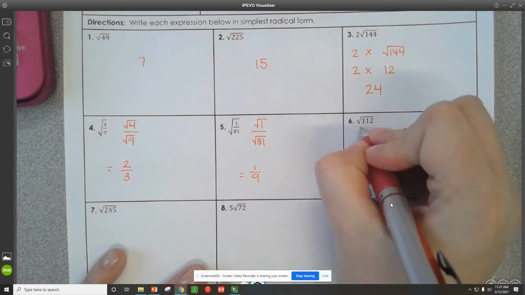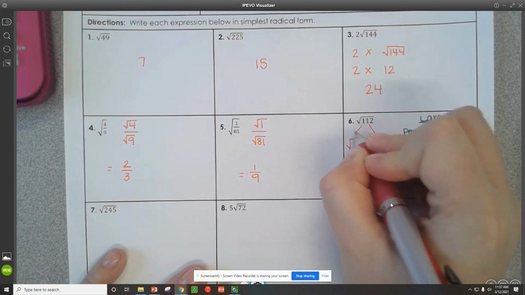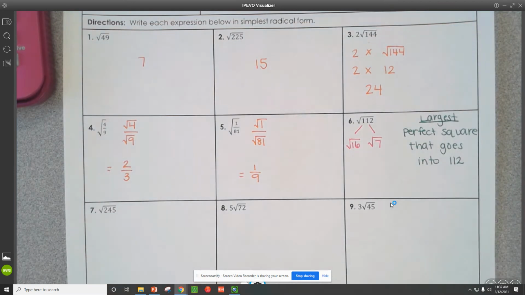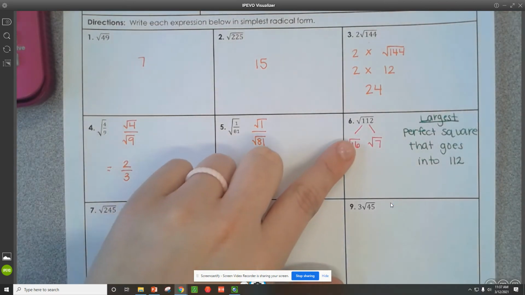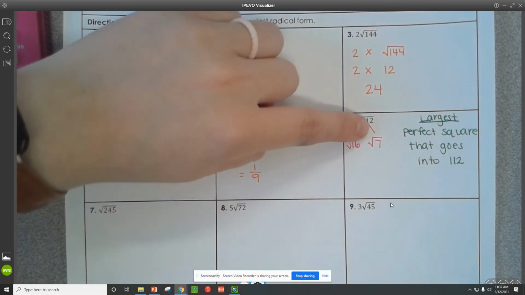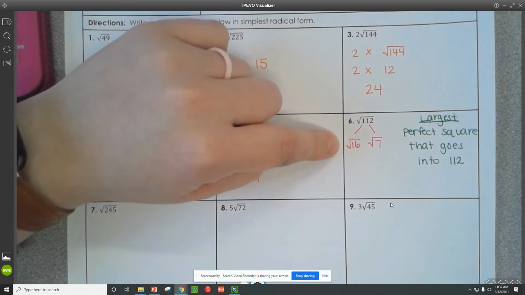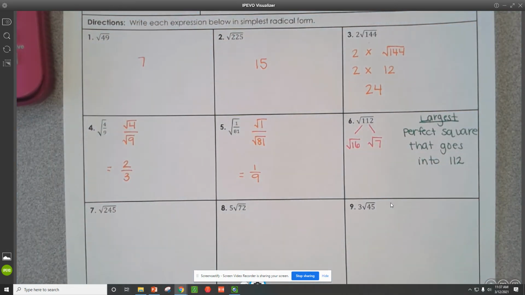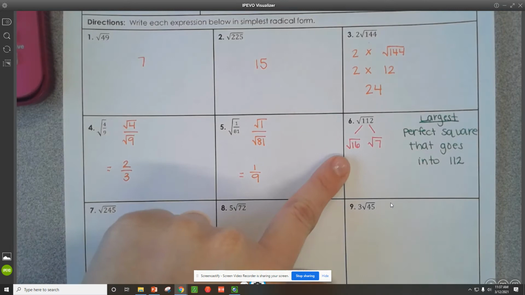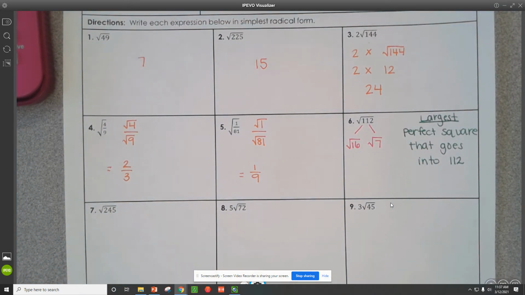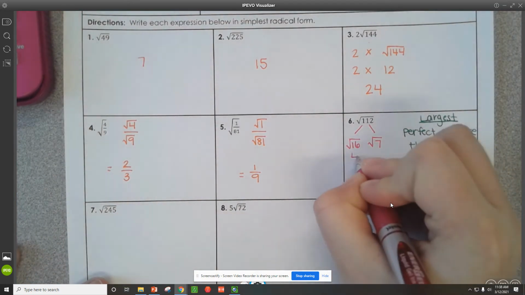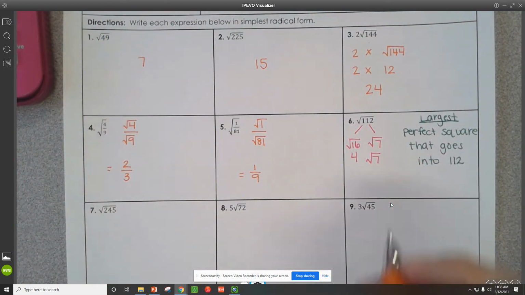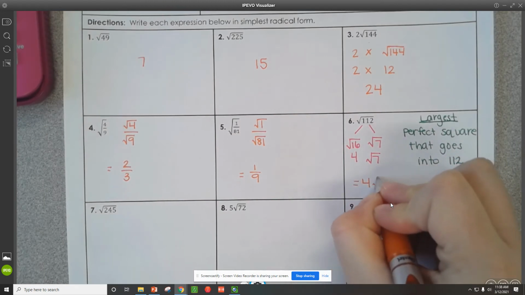So what we do is we're going to break 112 down into square root of 16 and the square root of 7. It's important that you keep putting these square root symbols because the square root of 112 breaks into square root of 16 times square root of 7. And we know that the square root of 16 is 4. And then the square root of 7 doesn't break down. So we just write our answer as 4 radical 7.